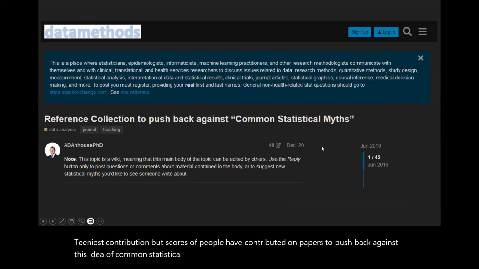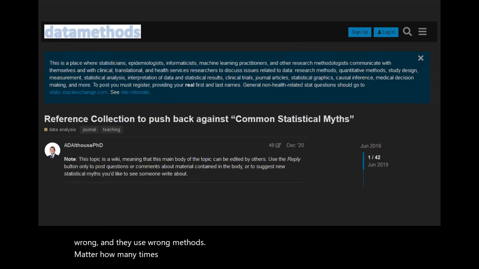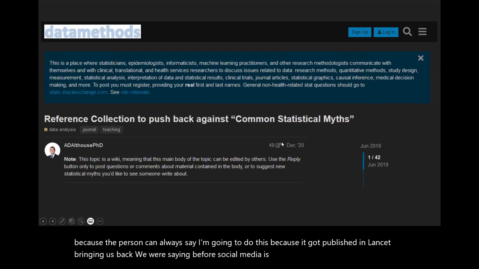There are all these things that get published that are wrong and they use wrong methods. And no matter how many times we evidence that they're wrong methods, they keep happening because the person can always say, well, I'm going to do this because it got published in the Lancet, bringing us back to what we were saying before. So social media is a very good way to start to engage with a lot of this stuff too.